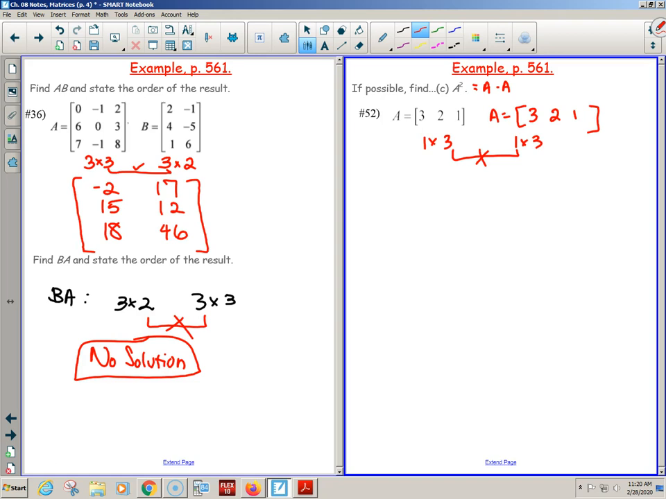So when I was able to go here, it was fine. If I tried to go the other direction, it's hard to visualize, but I wouldn't have been able to complete the pairing. So I have to go across and down. So no solution. That means you can only square matrices. You can only multiply a matrix by itself if it's the exact same order. You can only square matrices. I think that's something that we could remember.